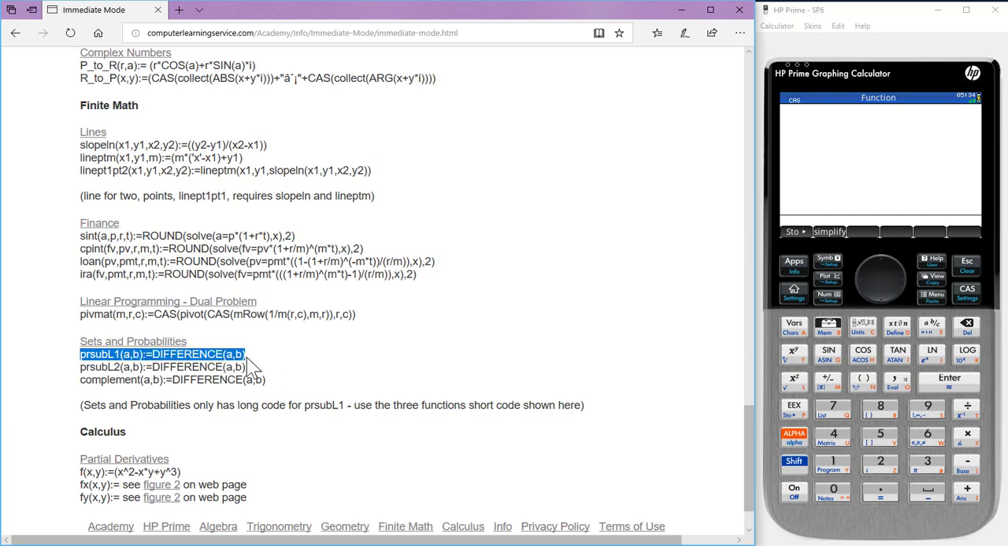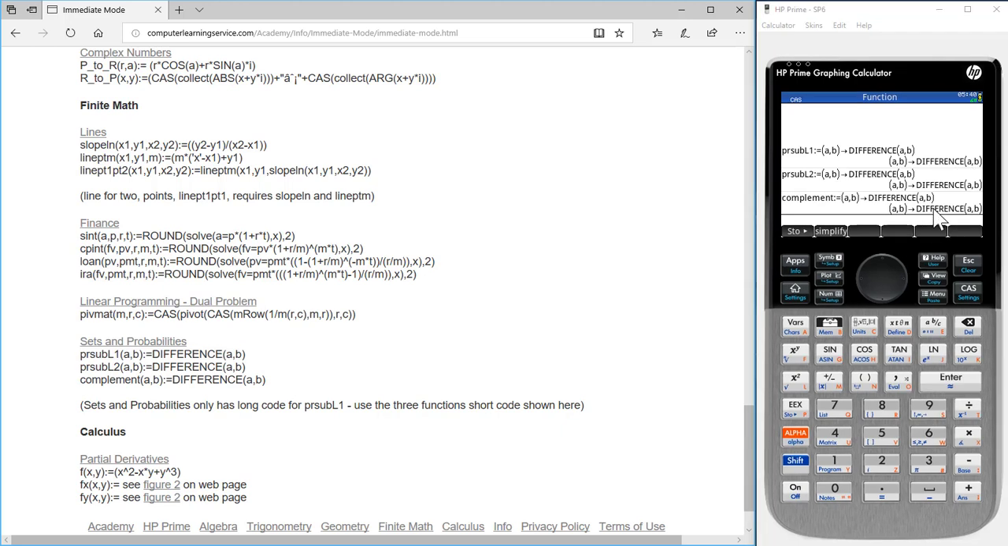shift click, Control C to copy, go over to our calculator, Control V, paste, press enter. Here our calculator screen shows the other two functions being added.